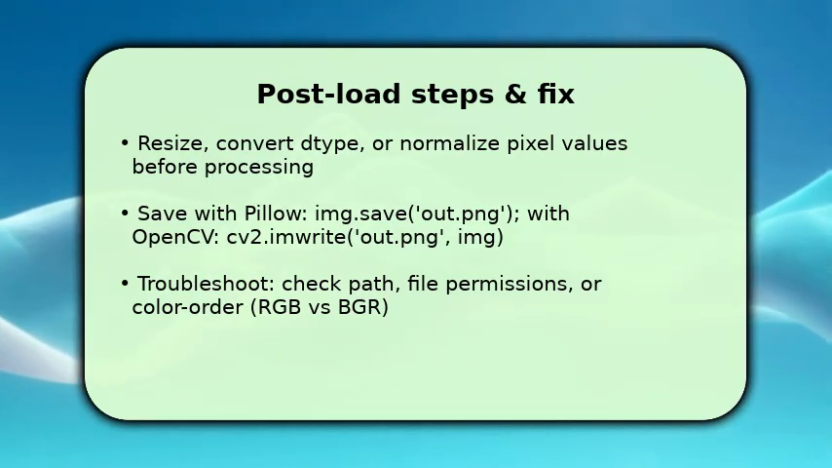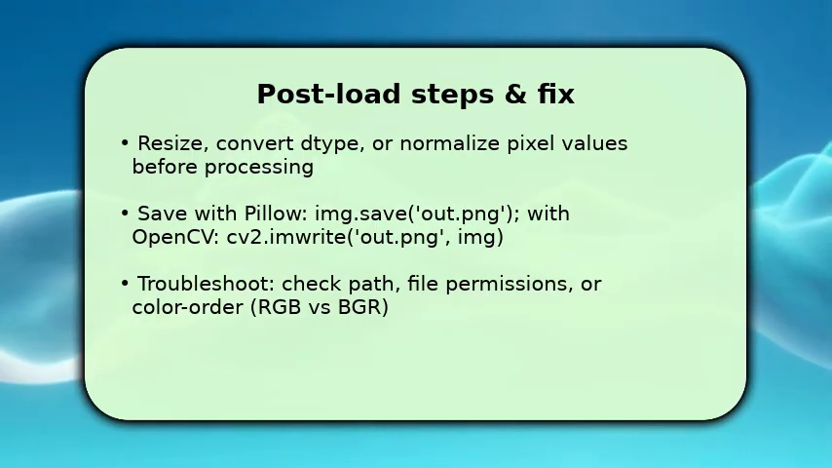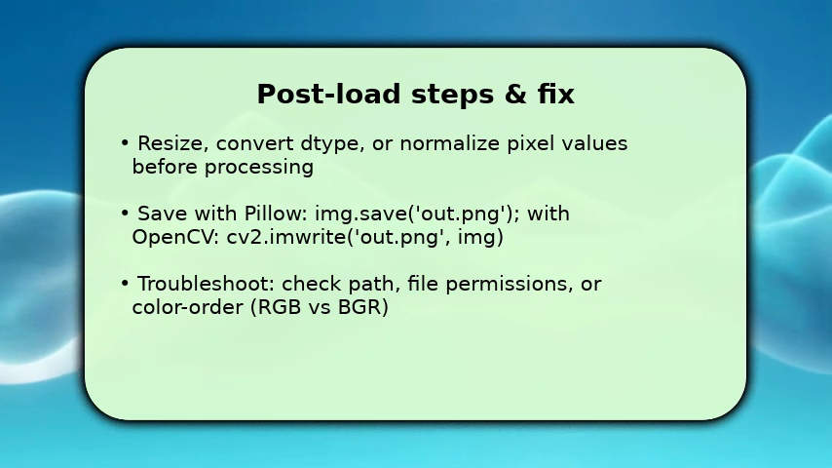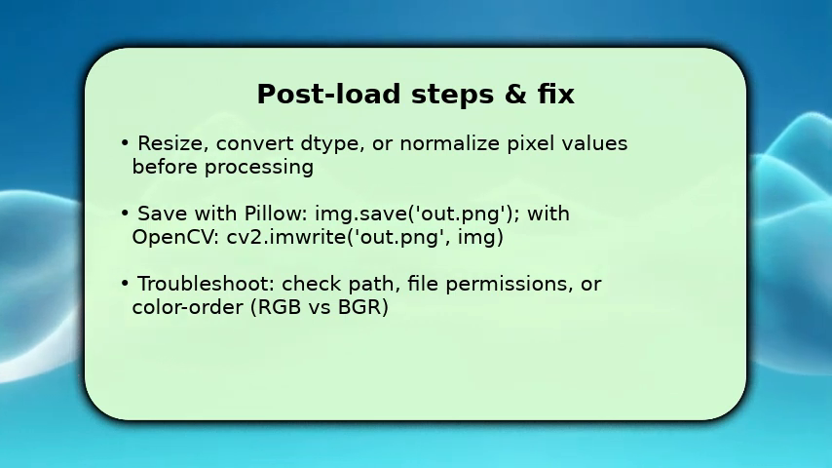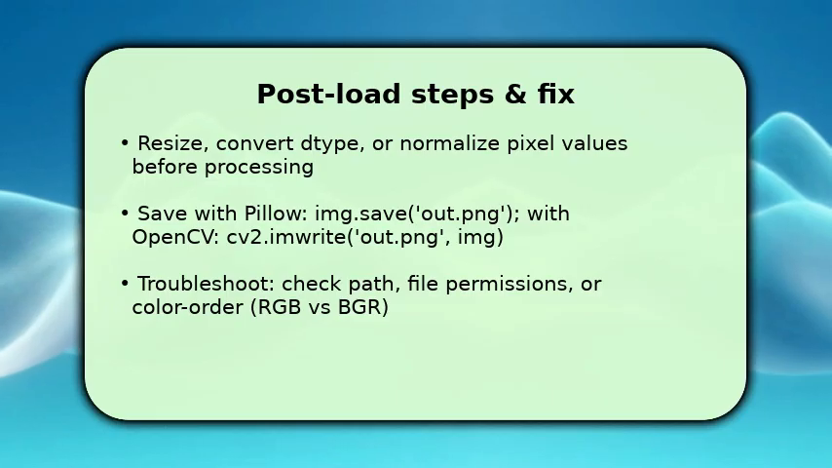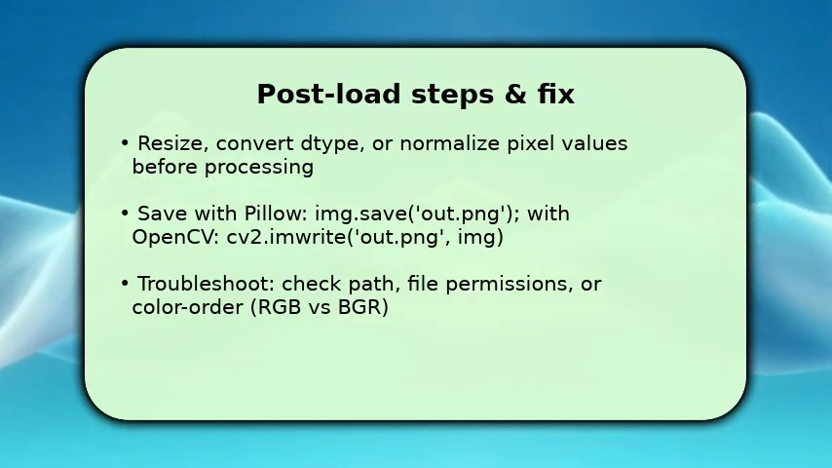Confirm file path spelling and permissions, inspect the returned object for None, and watch color order differences. OpenCV uses BGR, while most libraries use RGB. That single check often resolves visual issues.